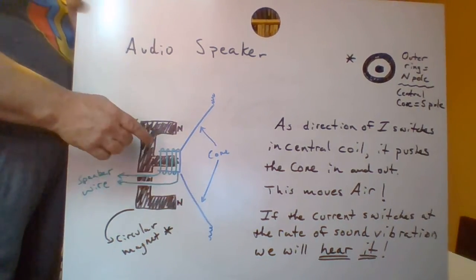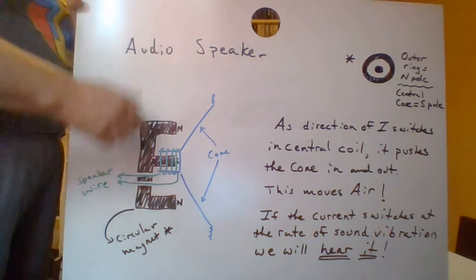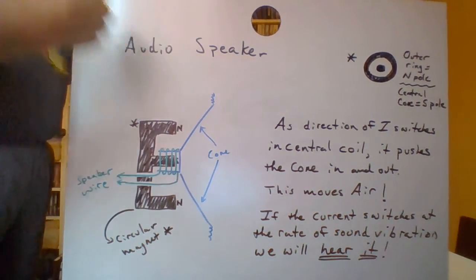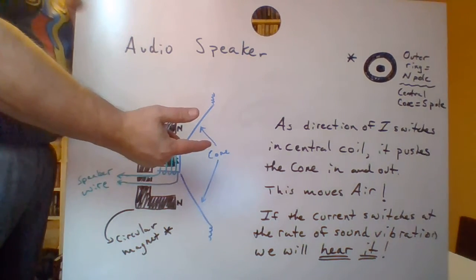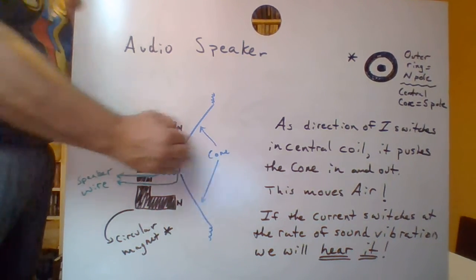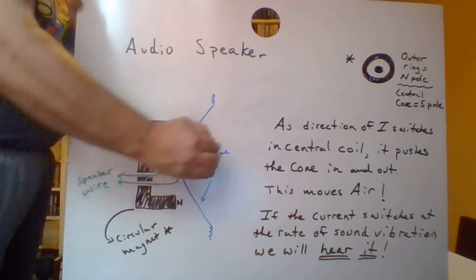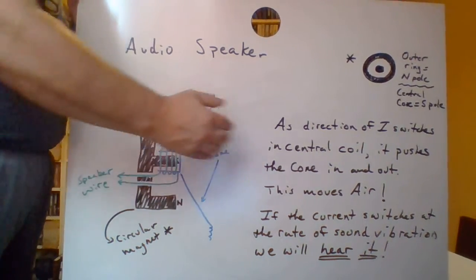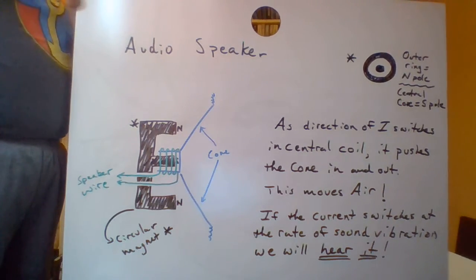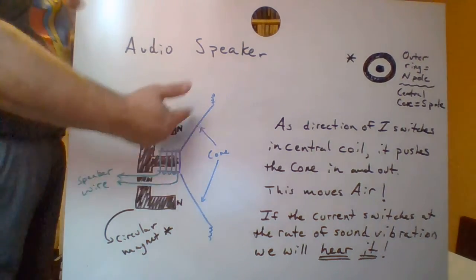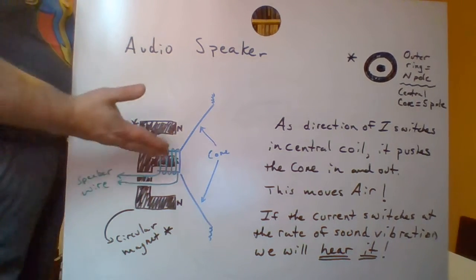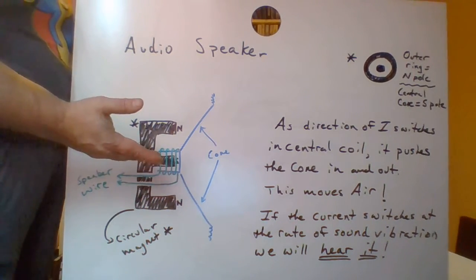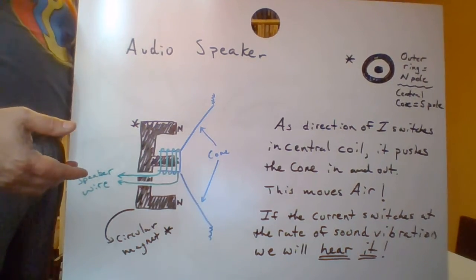If the current is switched at the same rate at which a sound is made, it would make a sound. This would be pushing the air in and out, creating pressure waves that go out from it. And so that's how an audio speaker works. So here we are using the third right-hand rule in order to be able to hear each other.